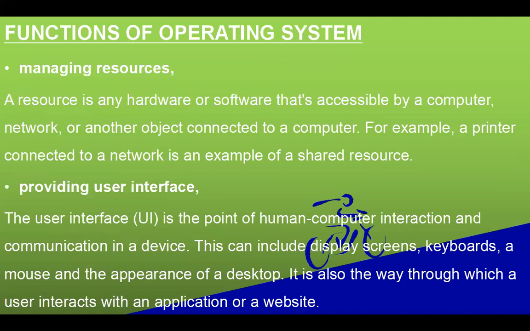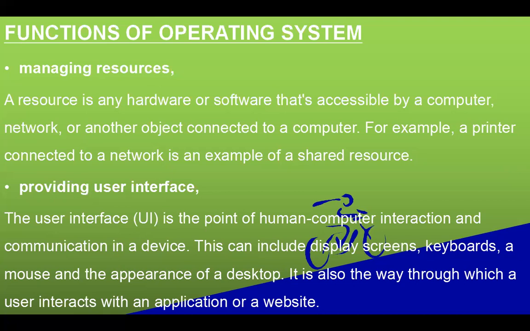Moving on, let's see the functions of operating systems. The first one is that it manages resources. What are resources? Resources are hardware or software that is accessible by a computer, network, or another object connected to a computer. For example, a printer connected to a computer is an example of a shared resource. So this means that all these resources can be managed by the operating system.